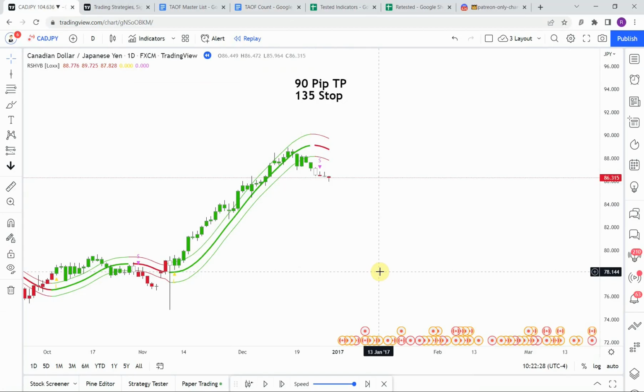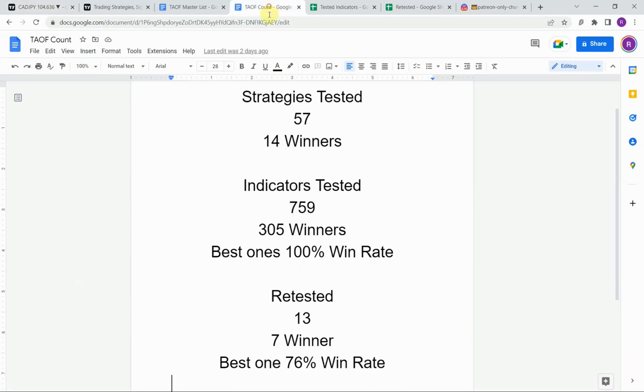Alright, as I said, today we will be testing the Roger and Satchell Estimator historical volatility bands. Before we do though, I wanted to put the testing scoreboard up for everyone to see. To date, we have tested a total of 57 different strategies, with 14 of them being profitable. We've also tested a total of 759 indicators, with 305 of them being winners. The best ones so far were able to achieve a 100% win rate.